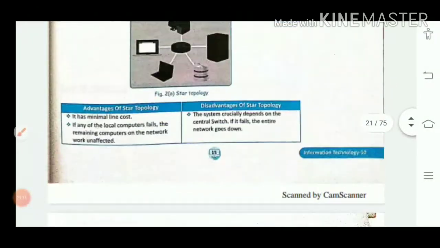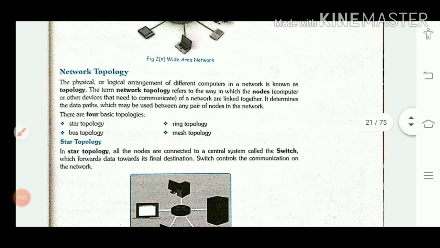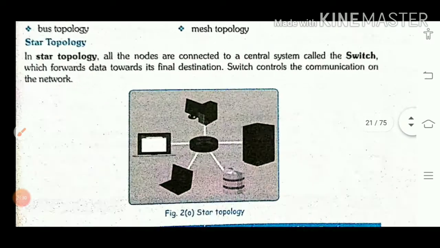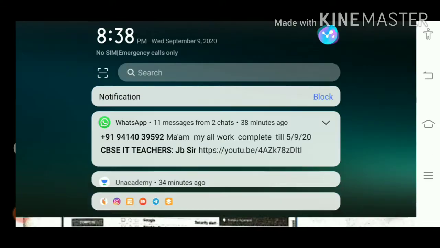So children, in today's class we discuss different topologies. Topology means arrangement of nodes. We can arrange these computers in the network by 4 methods. First one is star topology. Second one is ring topology, then bus topology, mesh topology. One more topology is there, hybrid. Hybrid is a combination of any two. That one is hybrid topology.